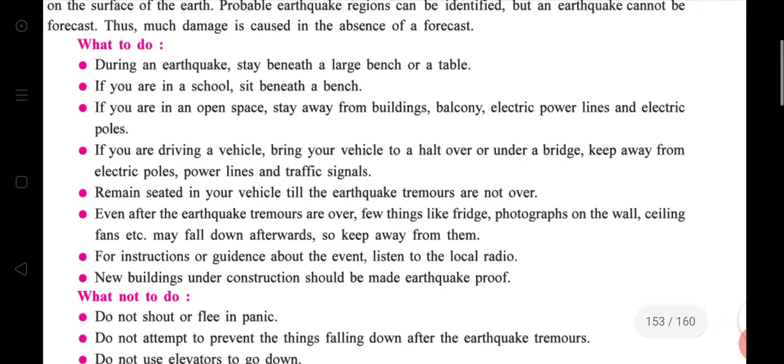What to do at the time of an earthquake? During the earthquake, step beneath a large bench or a table. If you are in school, sit beneath a bench. If you are in an open space, stay away from buildings, balconies, electric power lines and electric poles, because at any time they can fall down. So try to stay away from them.